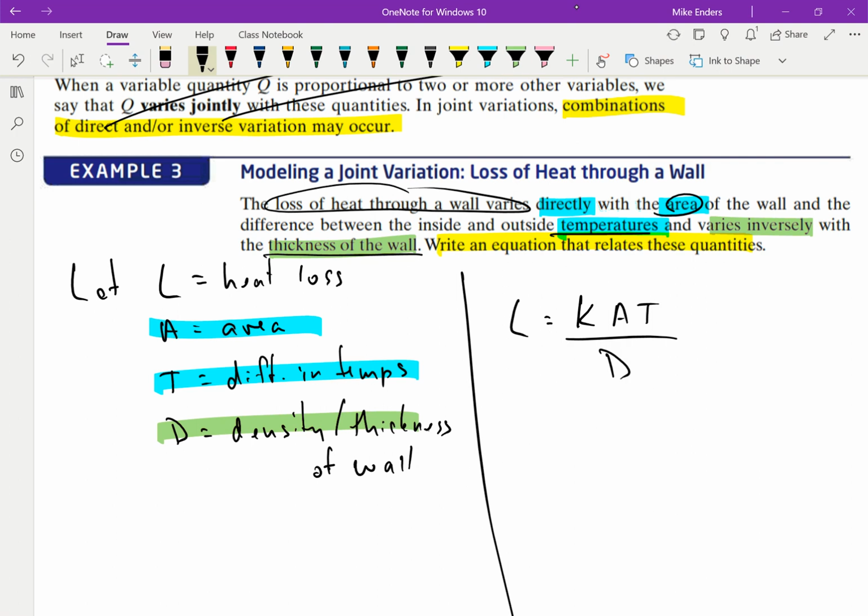So in this particular question, the only thing that we were actually asked to do was this last part here in yellow, write an equation that relates these quantities. Well, we have that. This is the equation that relates those quantities. We have a direct variation with A and T because it's getting multiplied by K, and we have an inverse variation with D because K and D are getting divided by each other.